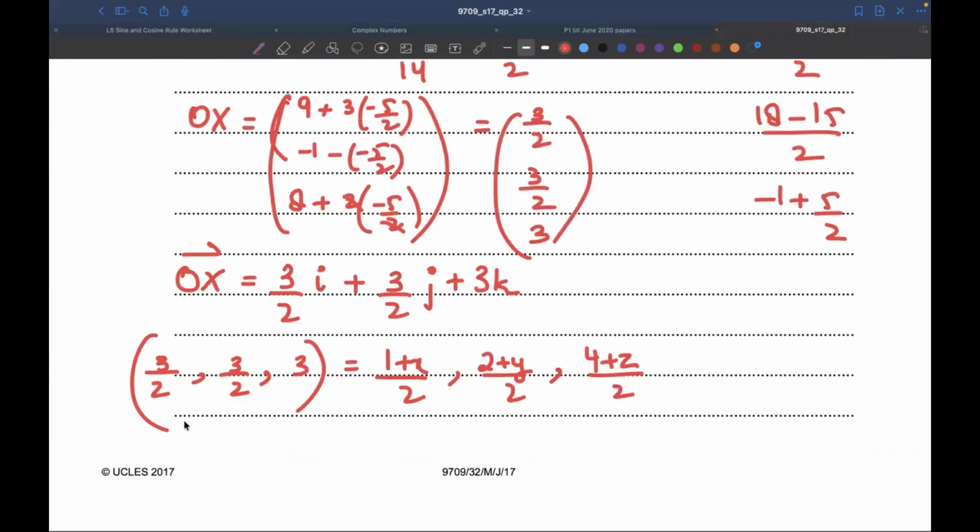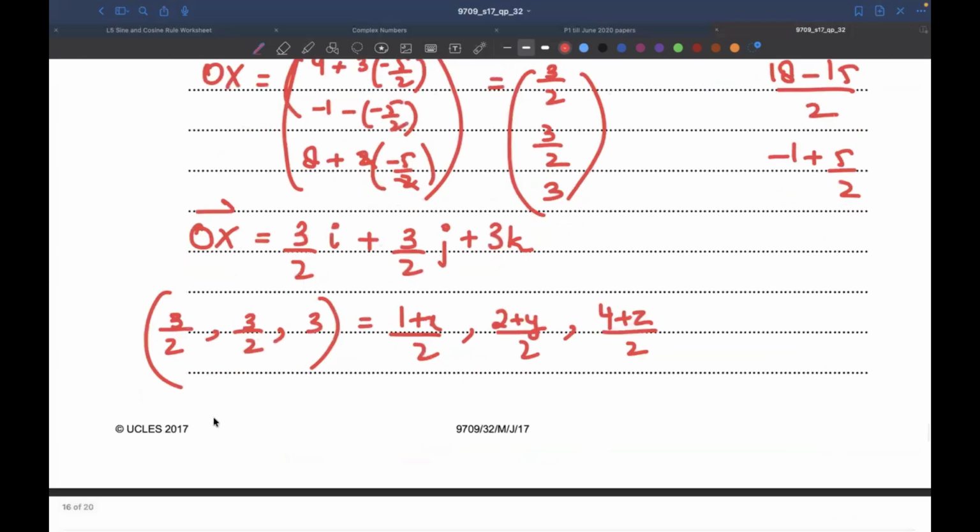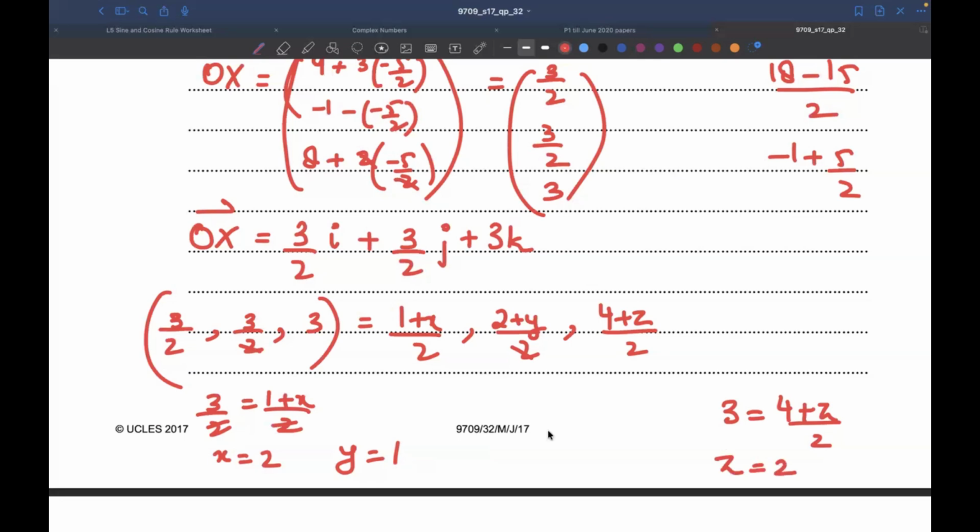Now solving each of these equations, this is X, Y, and Z. So 3 upon 2 is equal to 1 plus X upon 2, 2 and 2 cancel. So X will be equal to 2. Then over here we have 3 upon 2 is equal to 2 plus Y upon 2. So when we cancel this out, 3 minus 2 will be 1. So Y will be equal to 1. And 3 is equal to 4 plus Z upon 2. So this will become 6, 6 minus 4 is 2. So the value of Z will be 2. So the coordinate of the point of reflection of A, in vector form, will become 2i plus j plus 2k.